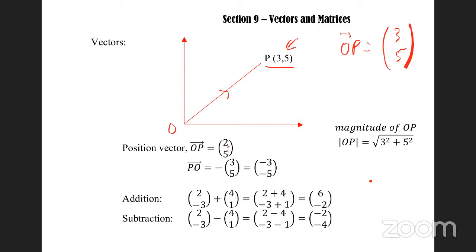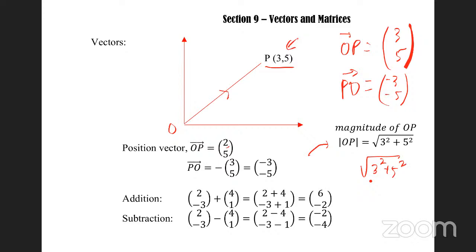If I were to change from OP to PO, all that will happen is that the signs will change. So I'll get (-3, -5). Remember, when you flip the direction, change the signs. The magnitude of a vector is the square root of the x value squared plus the y value squared.